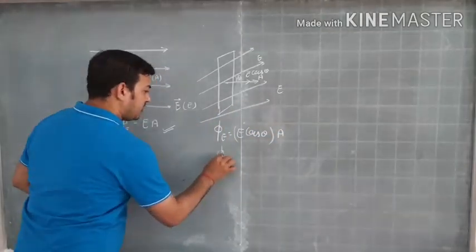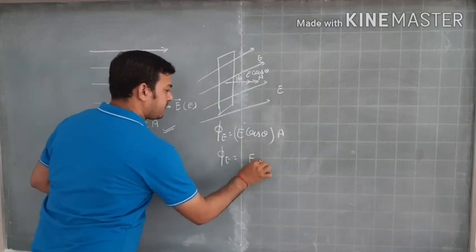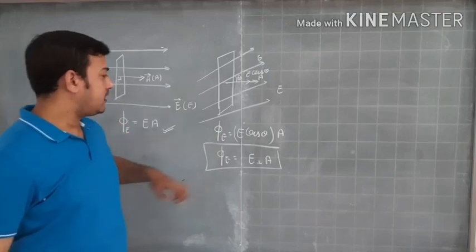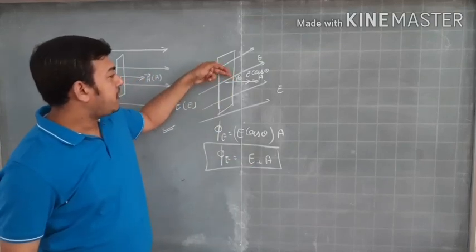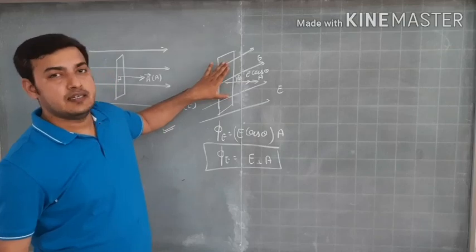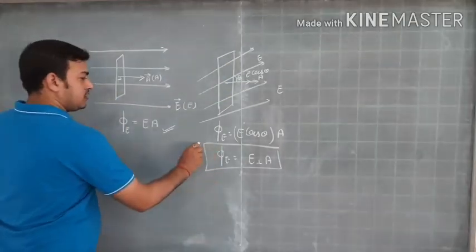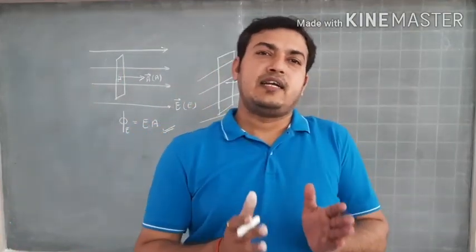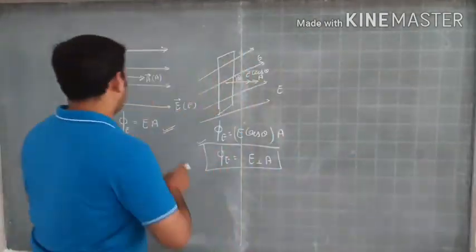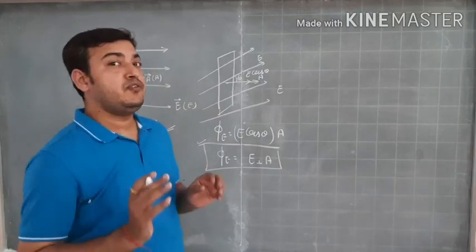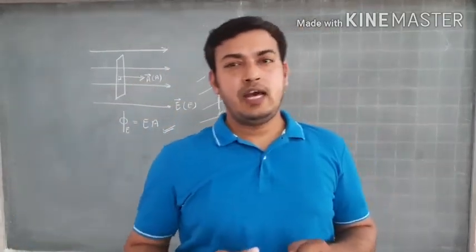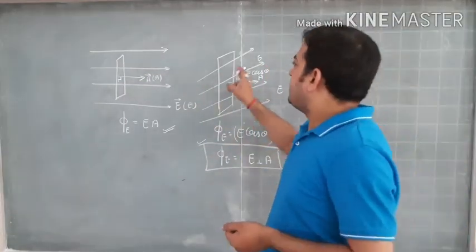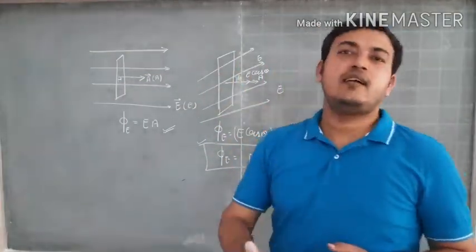In other words, we can also write it as E perpendicular times A, since it is the component that is perpendicular to the surface. So this is the second case, when the electric field and area vector are not in the same direction. In both cases I have taken a uniform electric field. Now what will happen if the field is not uniform, or what will happen if the area is not a standard area?